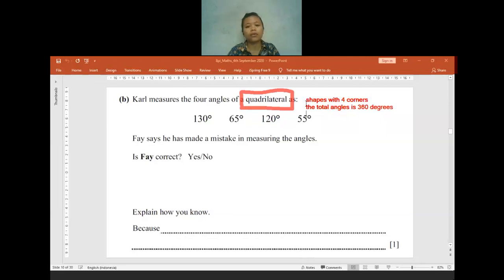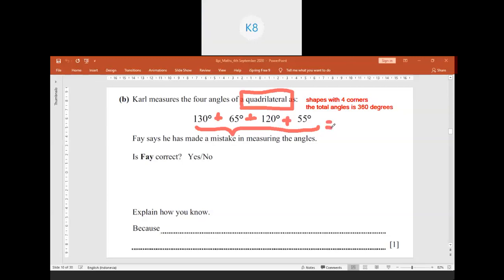For question B, Faye says he has made a mistake in measuring the angles. Is Faye correct? Now we need to check the total angle of the quadrilateral to see if it is correct. How many is it if I total all of them? 130 plus 65 plus 120 plus 55. If I add all of them, it will equal how many? Is that 360? Are you sure?